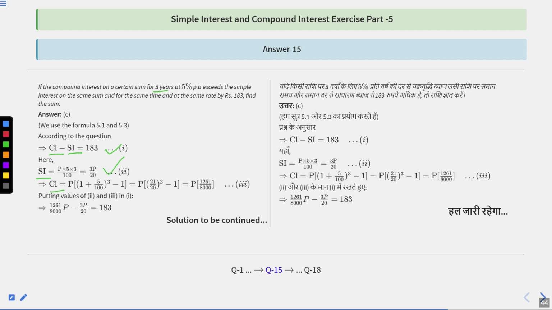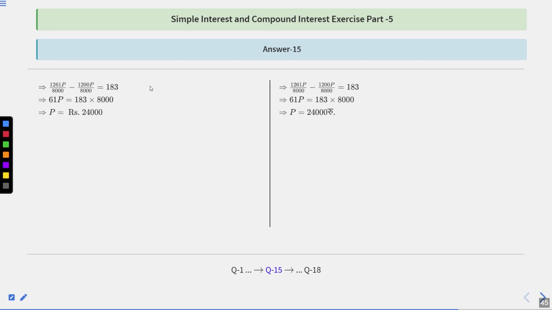So the compound interest for 3 years will be P into (1 plus 5 upon 100) to the power 3 minus 1, which becomes P multiplied by 1261 upon 8000. So put these values, equation 2 and equation 3, in equation 1. So what do we get? We get 1261P upon 8000 minus 3P upon 20 equals 183. It is given in the question. Clear? So when we calculate, we get the value of P, which is 24,000 rupees.